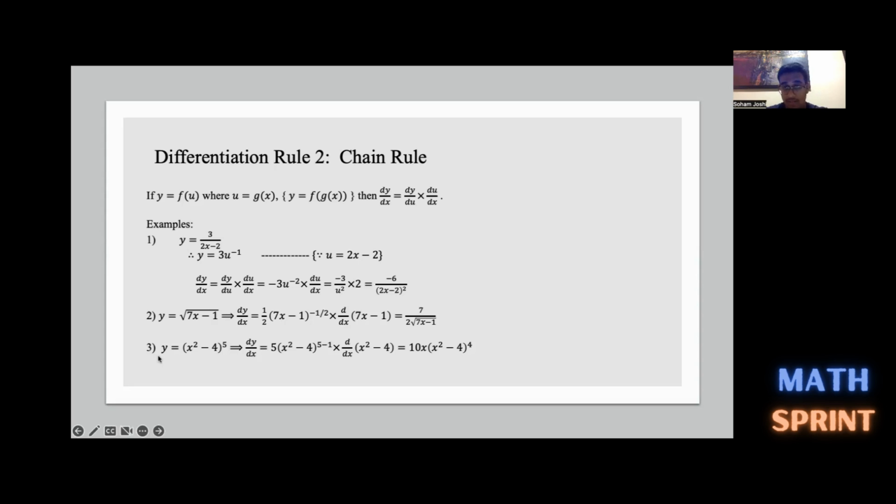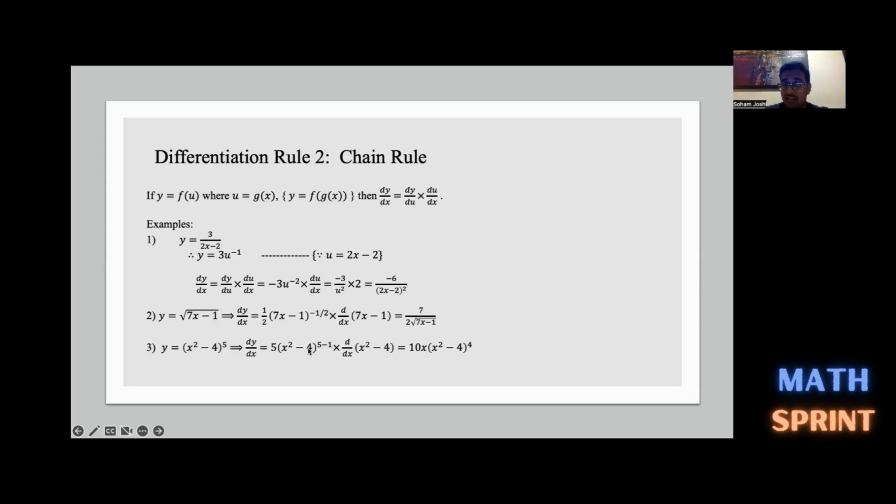Now the third and last problem. y is equal to x squared minus 4, the whole thing to the power of 5. So let u be equal to x squared minus 4. So y is equal to u to the power of 5, basically. Now dy by du would just be 5u to the power of 4. And also, we can calculate du by dx by saying du by dx is equal to 2x. We get this by just differentiating x squared minus 4.